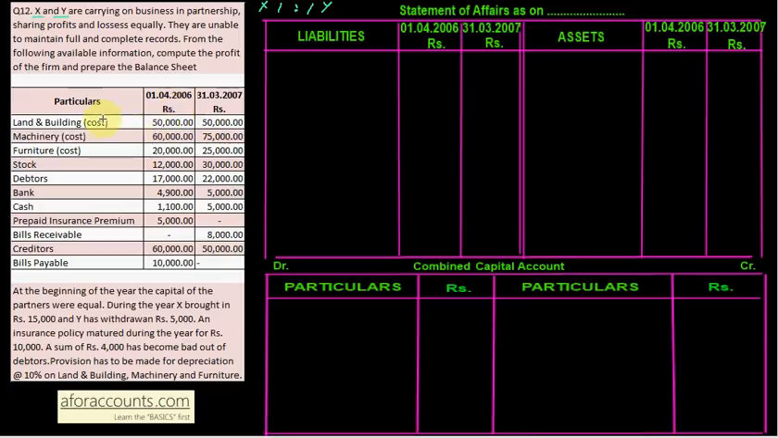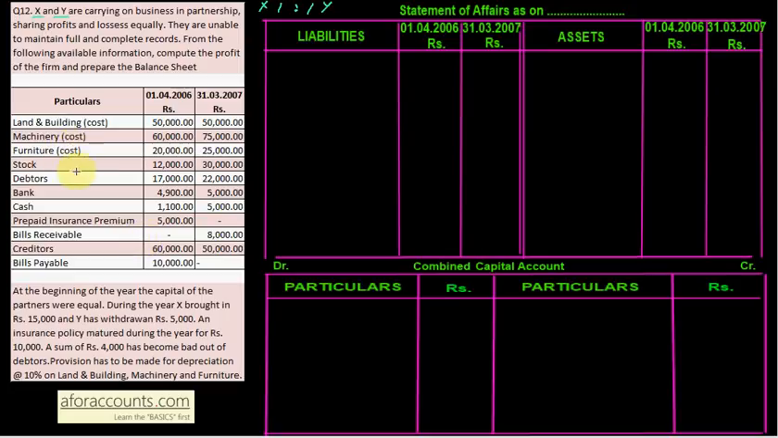Opening and closing land and building, machinery, furniture, stock, debtors, bank, cash, prepaid insurance premium, bills receivable, creditors and bills payable is given. Capital is missing. So to find out the capital, what do we prepare? We prepare statement of affairs. Opening capital and closing capital both are missing. Make the statement of affairs and find out.